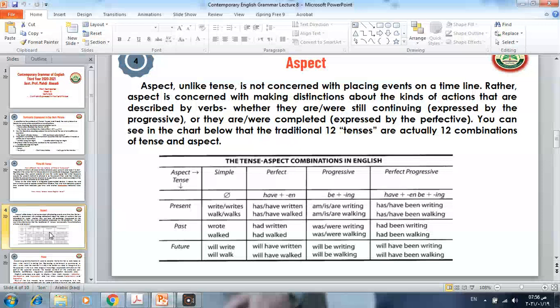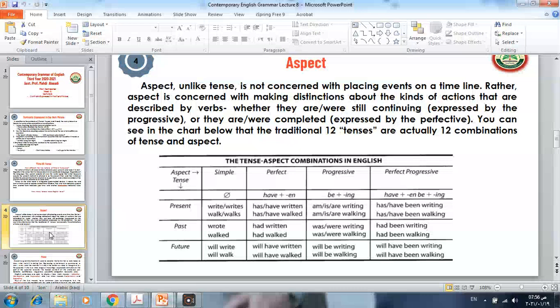So we usually refer to them as tenses, but actually they are not pure tenses. They are combinations of tense and aspect. So if we talk about the present perfect, present refers to the present time, and perfect refers to what? It refers to the fact that the event is completed, or has just been completed.